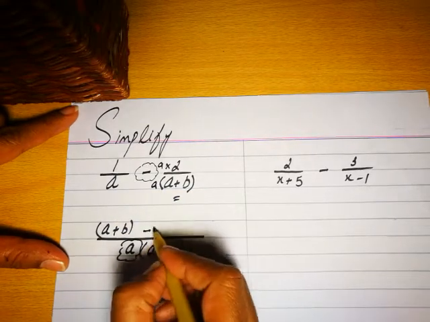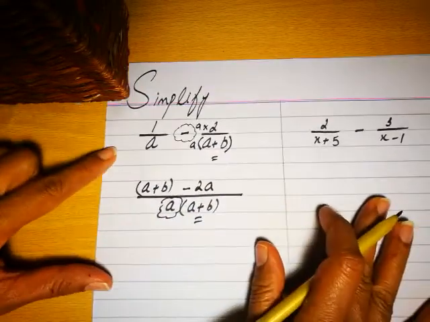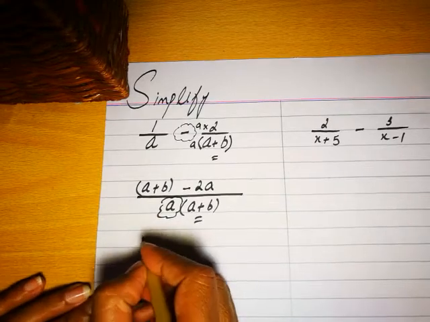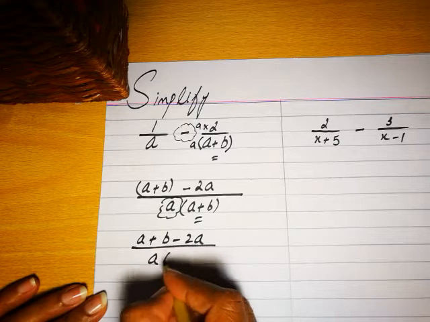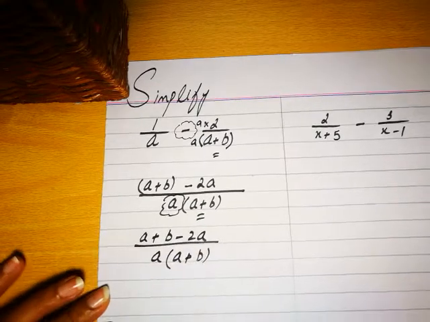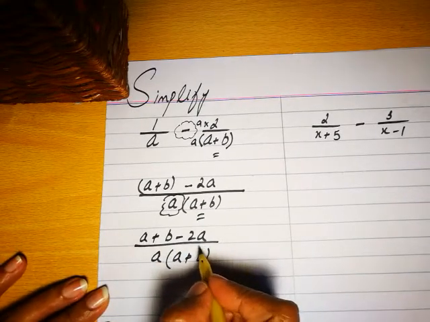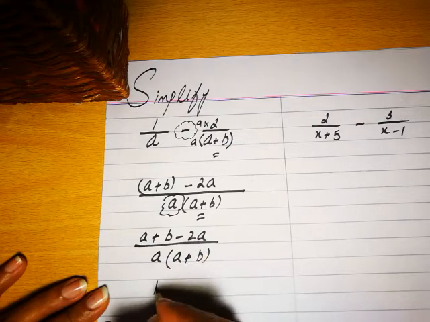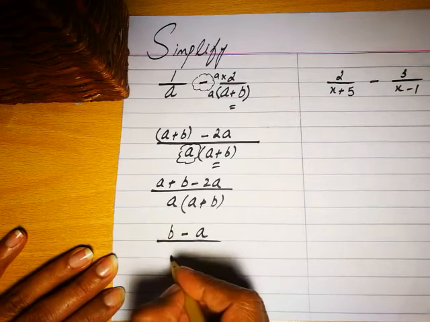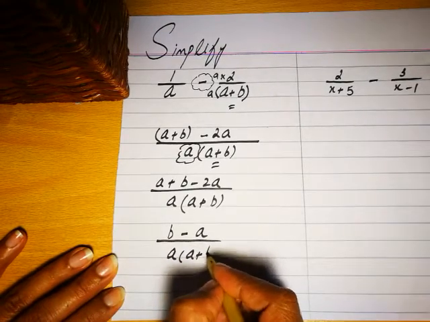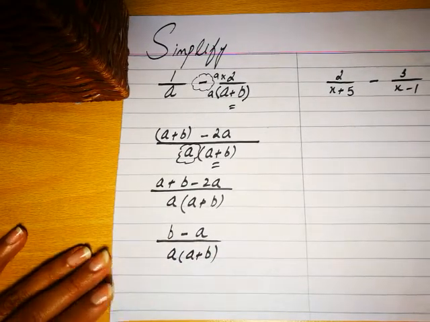So this will be minus 2a. I'm going to open the bracket. I'm going to have a plus b minus 2a over a times a plus b. What does it mean? a minus 2a will give me minus a. So b minus a over a times a plus b is my final answer.